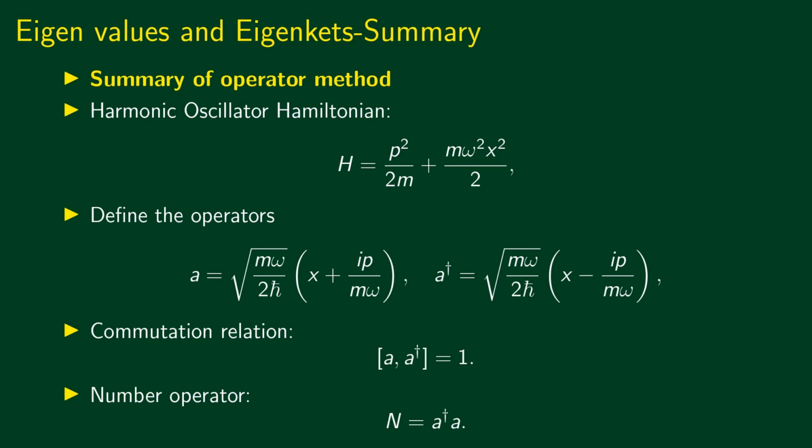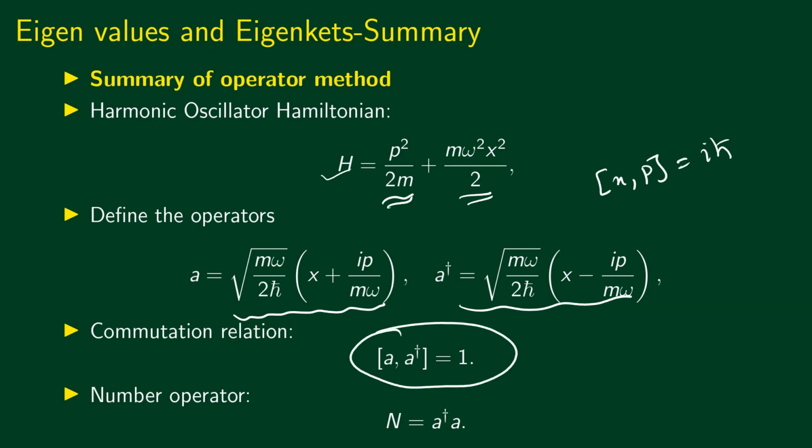We started with the harmonic oscillator Hamiltonian, which is H equal to p square divided by 2m plus half m omega square x square. In an attempt to factorize this Hamiltonian, we defined two operators a and a dagger. From the fundamental commutation relation between x and p, we found the commutation relation between these two operators: the commutator of a with a dagger is equal to 1. We defined the number operator N equal to a dagger a.